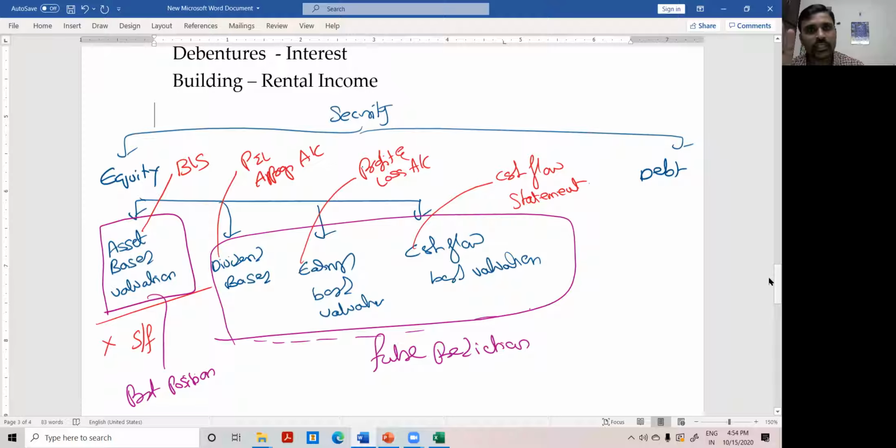It is not sufficient if you only avoid the losses. You have to earn the income. It is not sufficient if you don't have bad habits to grow. In addition to avoiding bad habits, you should have good habits to grow also. As simple as that. So the point is that asset-based valuation is a conservative valuation.